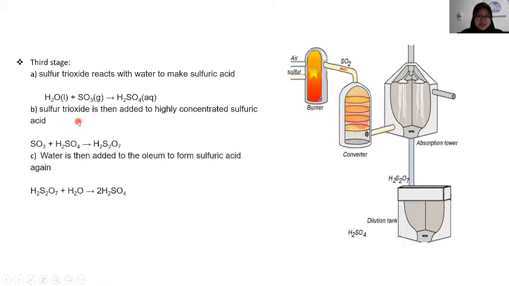Sulfur trioxide is then added to highly concentrated sulfuric acid. So the sulfur trioxide from here is added to highly concentrated sulfuric acid and we will get oleum. So this is the equation for here. So oleum over here. Water is then added to the oleum in the dilution tank to form sulfuric acid again.